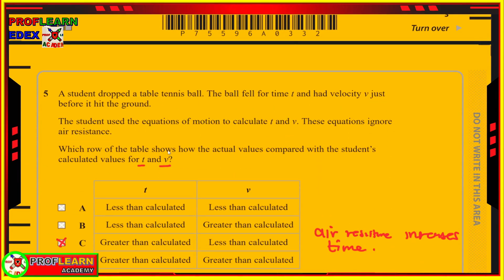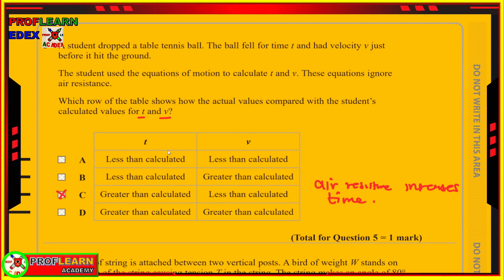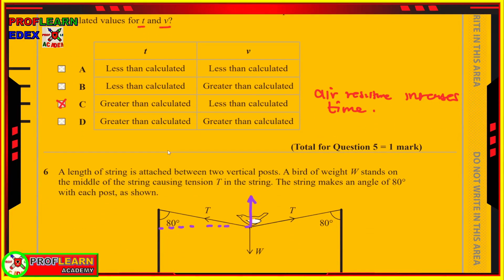Move to a student who drops a table tennis ball and the ball fell for a time t and a velocity v just before it hits the ground. The student used the equation of motion to calculate t and v. This equation ignores air resistance. Which row of the table shows how the actual values compare with the student's calculated values for t and v? If it was actual, remember there could be air resistance, so it would have taken longer for the object to land on the ground. So t should be greater than the calculated value, and v will be less than the calculated value because of the air resistance.